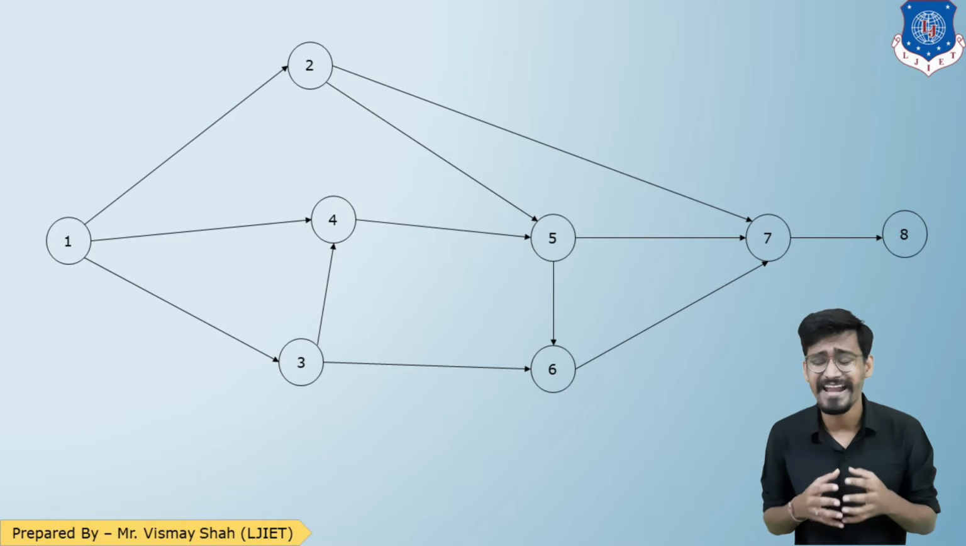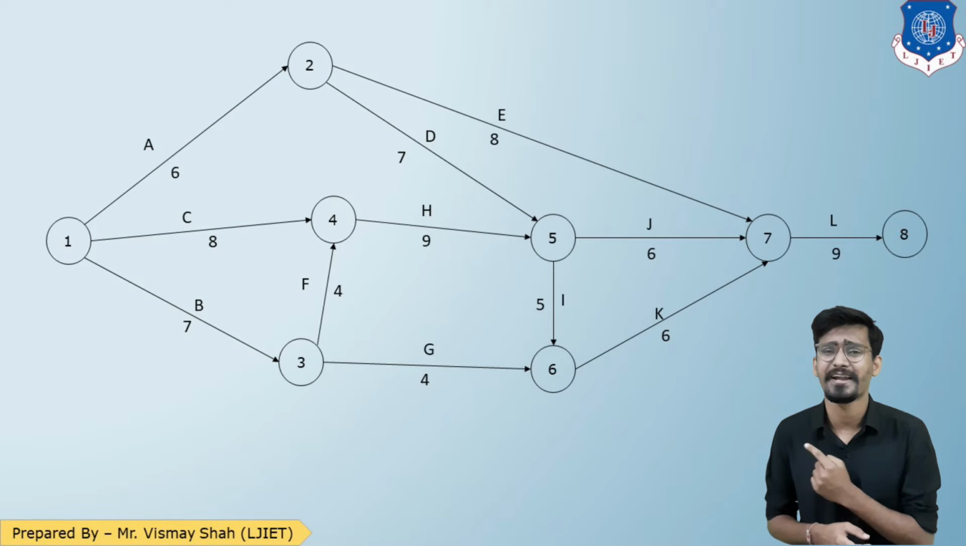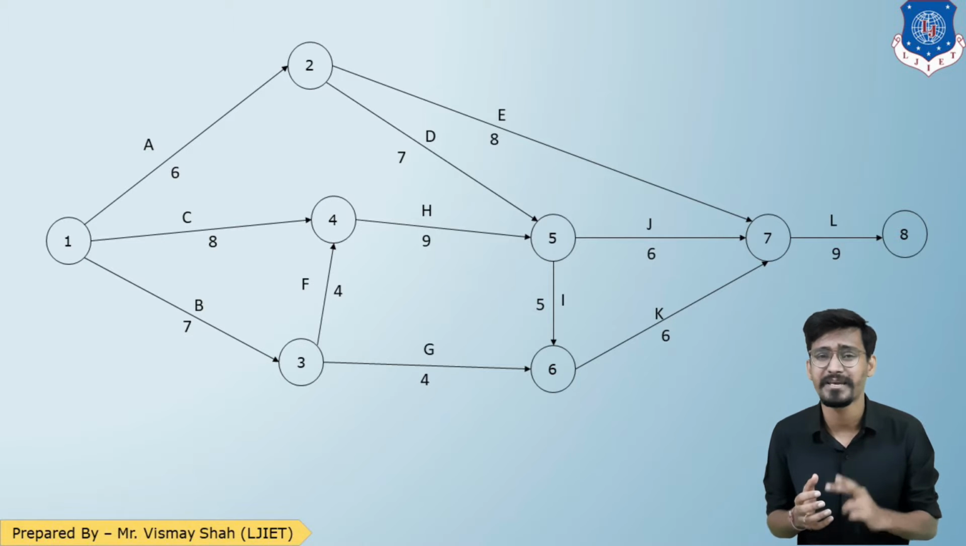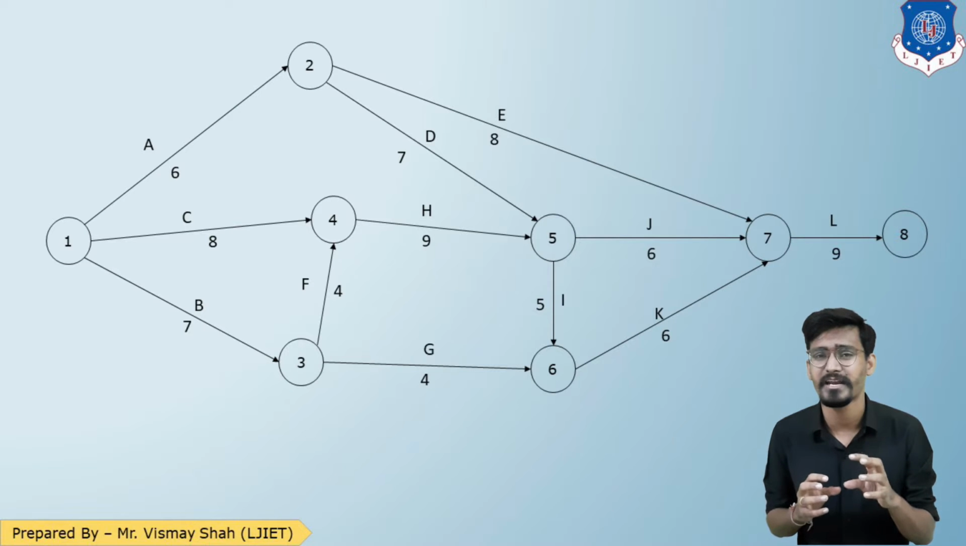Now in this network, we need to name the activities and give the durations. From the table, the activity names and durations were given. For example, for A it was 6, for B it was 7, for C it was 8. Let us represent that in the network. So here is the entire network represented with activity names and durations: A 6, B 7, C 8, D 7. I have represented the activity name above the arrow and the duration below the arrow.